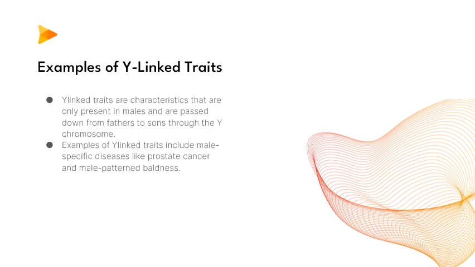So to wrap X-linked and Y-linked traits all together, we know that there are genetic conditions or traits that result from mutations or variations in genes located on the X and Y chromosome. X-linked traits are more common and can affect both males and females, whereas Y-linked traits are relatively rare and exclusive to males. Understanding these inheritance patterns is important for genetic counseling and the study of genetic disorders.